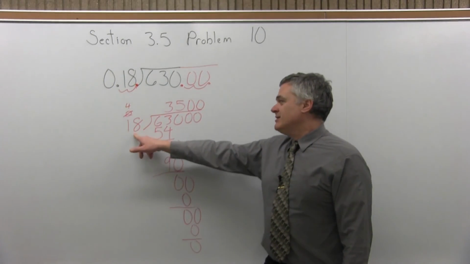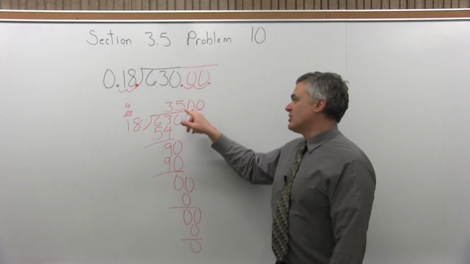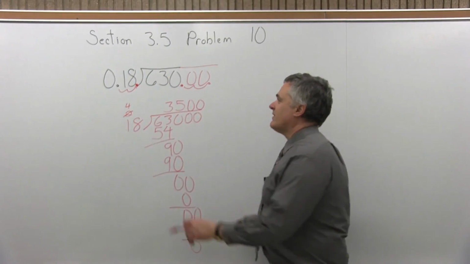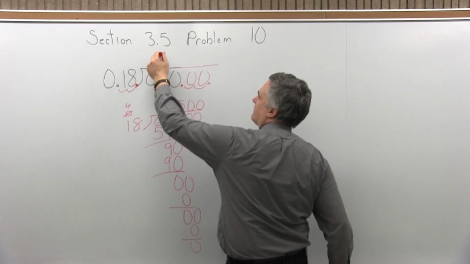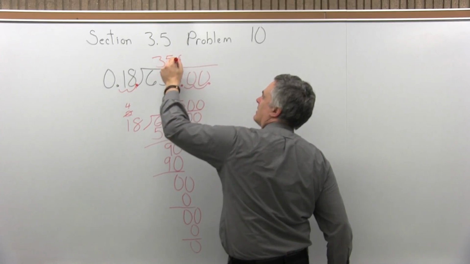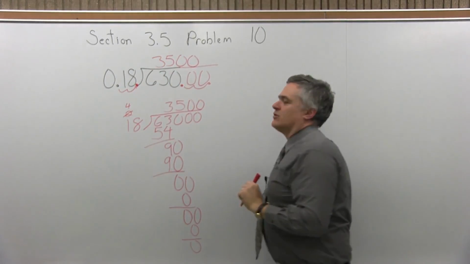That's how many times 18 divides into 63,000. So therefore, it also divides in 3,500 times, 0.18 dividing into 630. 3,500.